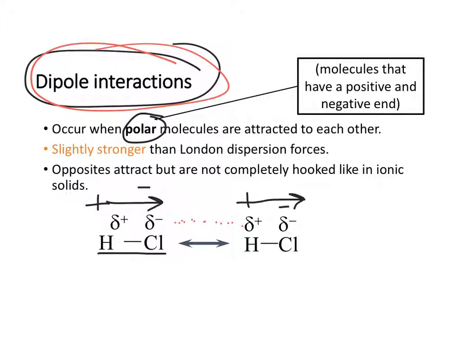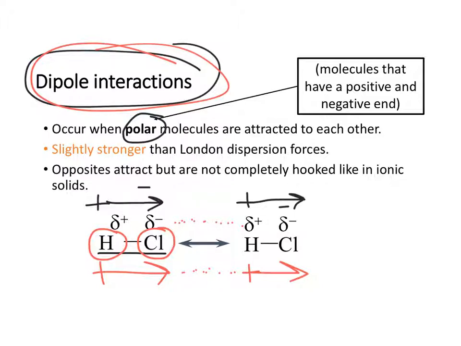Again, it's even stronger than the London dispersion forces because overall hydrogen is always slightly more positive and chlorine slightly more negative. So these polar molecules always end up having the slight positive and slight negative end, and because of that they attract to each other. So dipole interactions is the next intermolecular force.